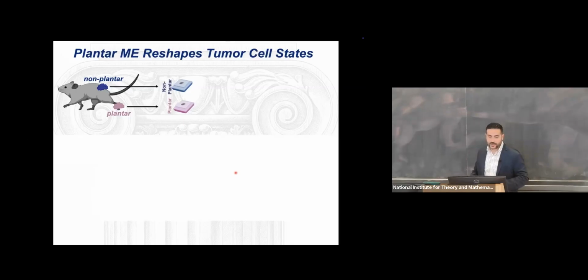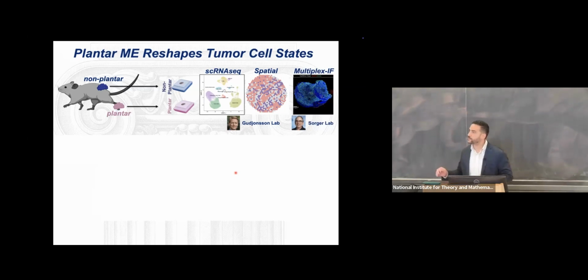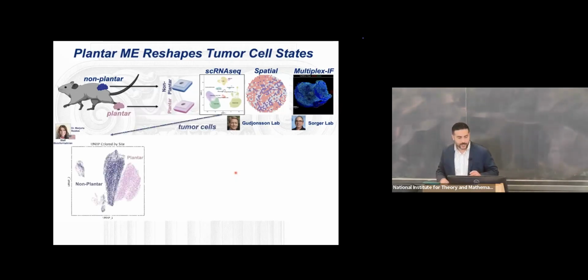So far what we've done is we've collected the tumor cells from the non-plantar skin versus plantar skin, and we've performed single-cell RNA-seq and spatial transcriptomics with heavy collaboration from Johan Gudjonsson at the University of Michigan. And then we've also done multiplex immunofluorescent microscopy with the Peter Sorger lab at Harvard. For the sake of time, I'm going to focus on what is occurring specifically in the tumor cells in that single-cell RNA-seq data set. And so this is being analyzed by our staff bioinformatician, Marjorie.